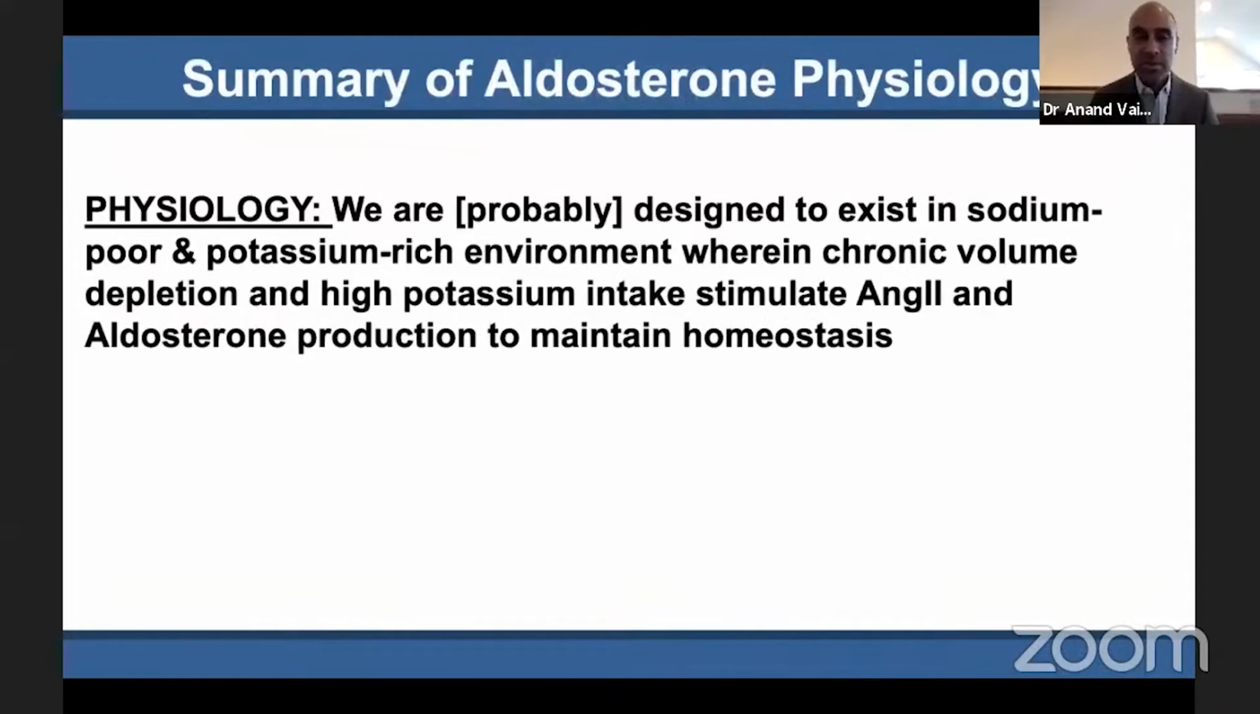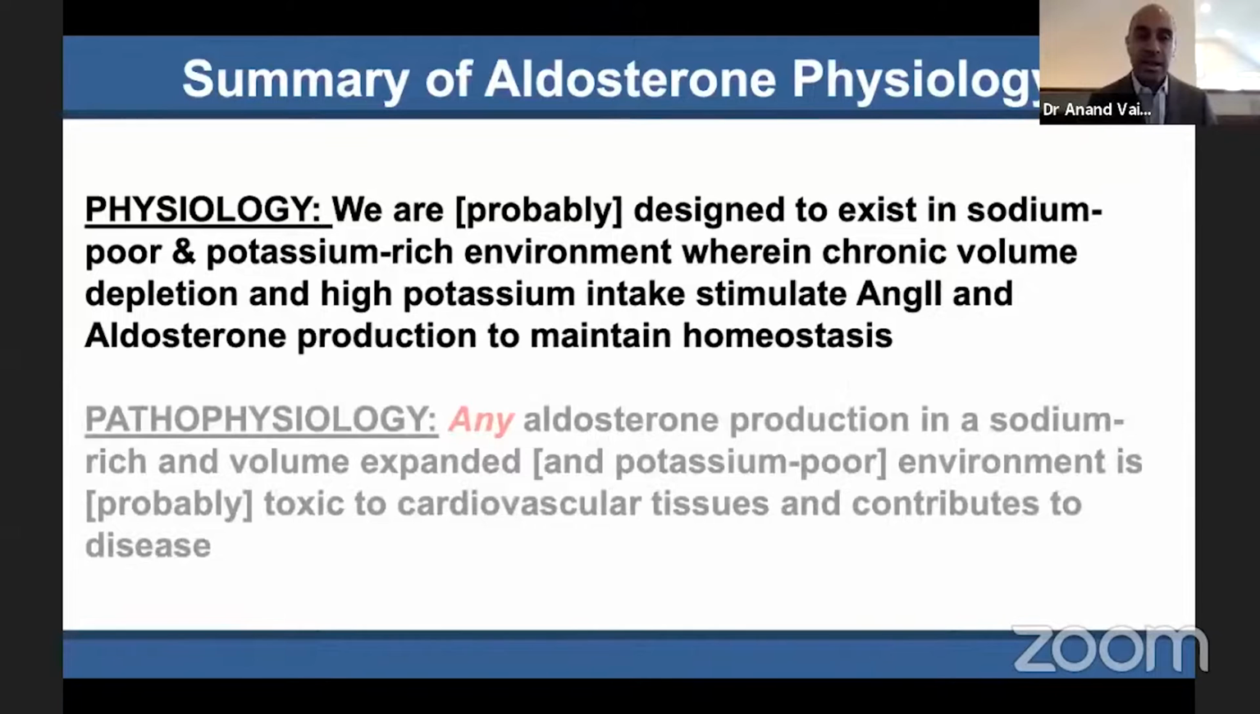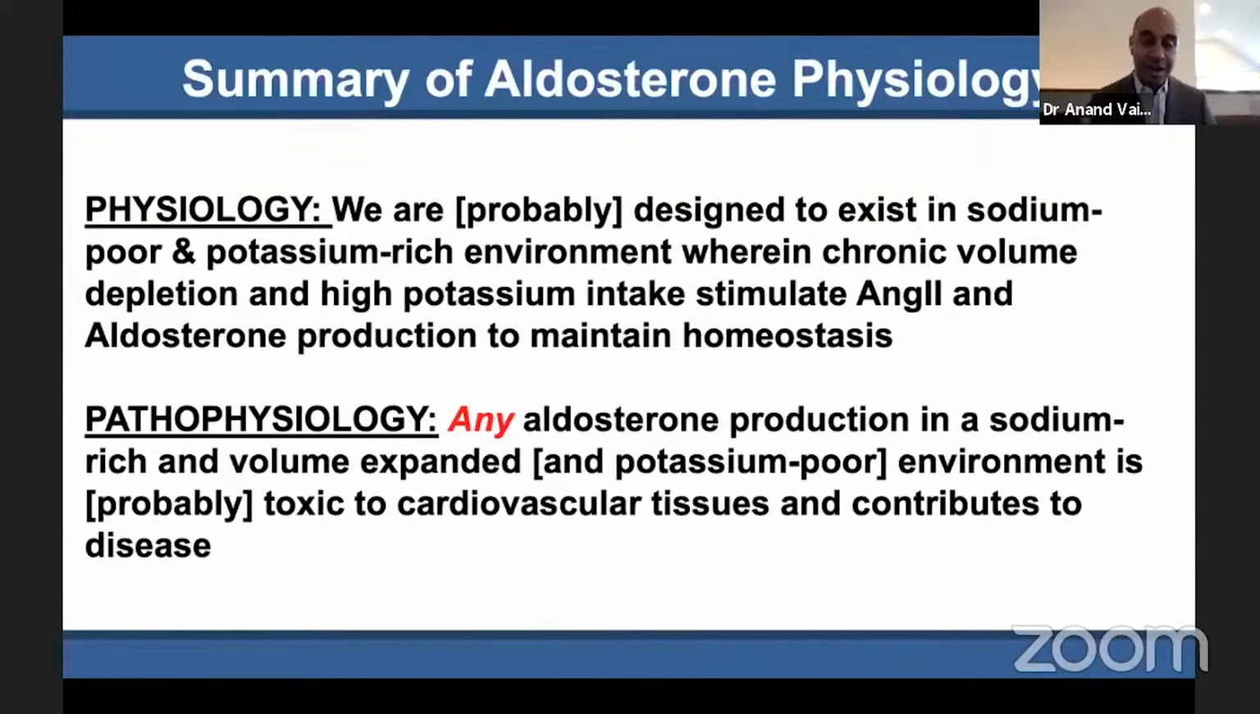So this point was made earlier. We are designed to exist in a sodium-poor and potassium-rich environment where high angiotensin II and aldosterone production maintain homeostasis. Unfortunately, our environment for most humans has changed. We now live in a sodium-rich, potassium-poor environment where almost any aldosterone production is likely to be toxic to cardiovascular tissues in this scenario.